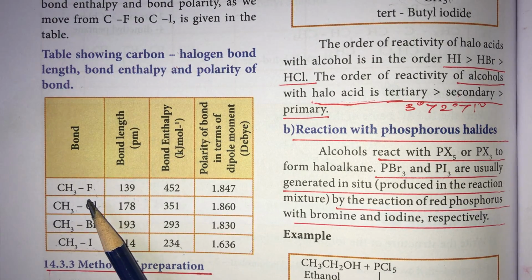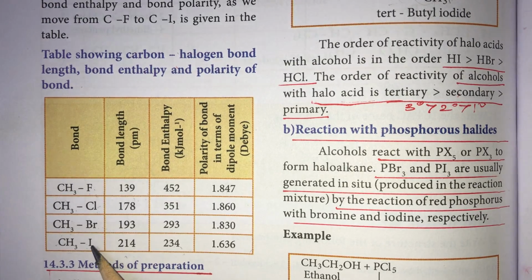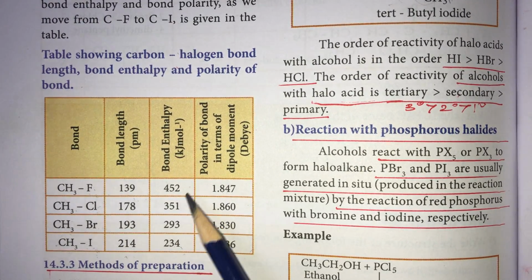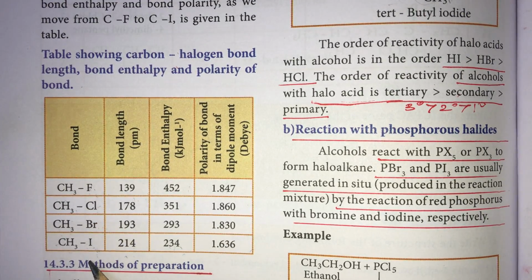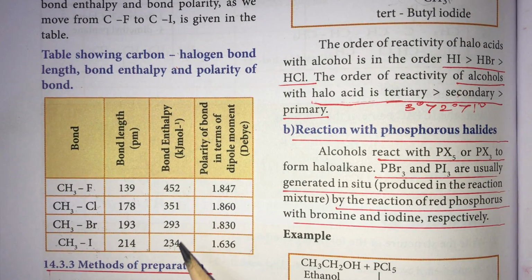Bond length from carbon-fluorine to carbon-iodine increases due to the increase in the size of the halogen atom, and bond enthalpy decreases on moving from fluorine to iodine. As the bond length increases, the bond energy decreases. Shorter the bond, stronger will be the strength is the concept. And the polarity of the bond also decreases due to the increase in the length of the carbon-halogen bond.